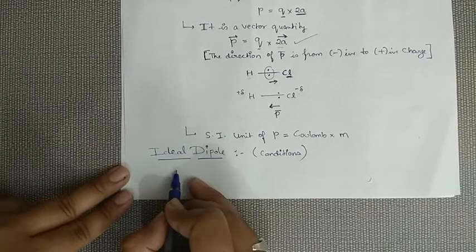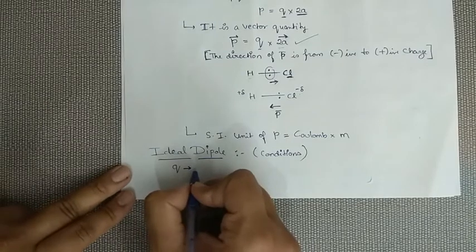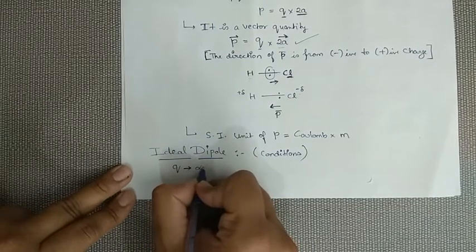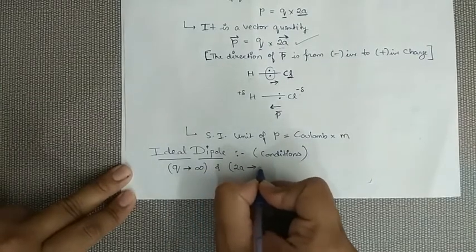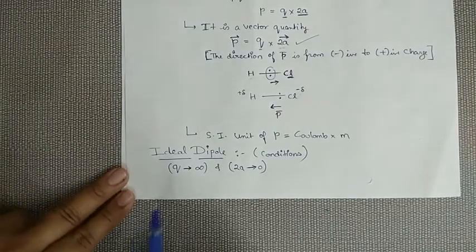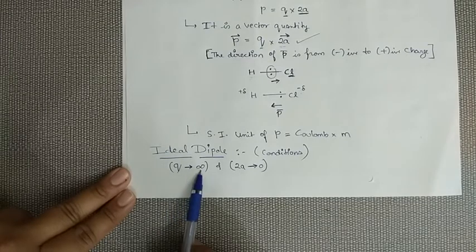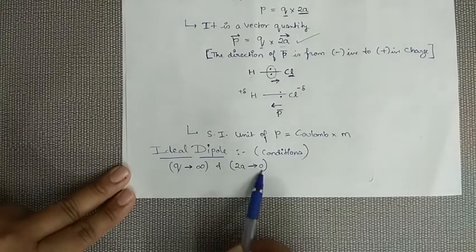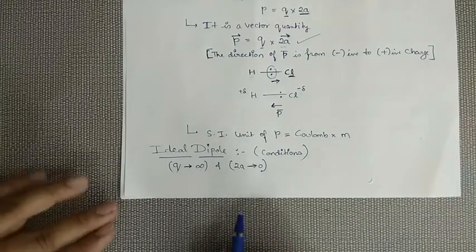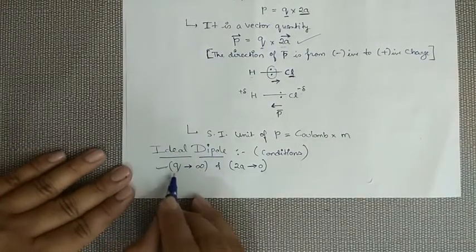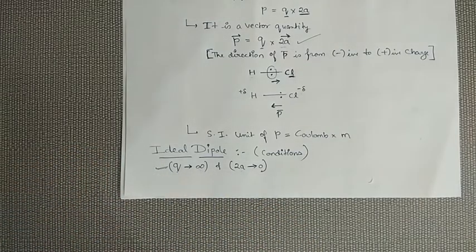But the condition for an ideal dipole is such that the value of charge, the charge which we are taking, should be as large as possible. Means we can take the value of charge to be infinite, and the distance between them should be as small as possible. So the condition for the ideal dipole is that the magnitude of charges approaches infinity and the distance between them approaches 0, that is very small. Such a dipole is known as an ideal dipole. So just try to learn the condition of an ideal dipole. The charge should be very large and distance should be very small. Only then can an ideal dipole exist.